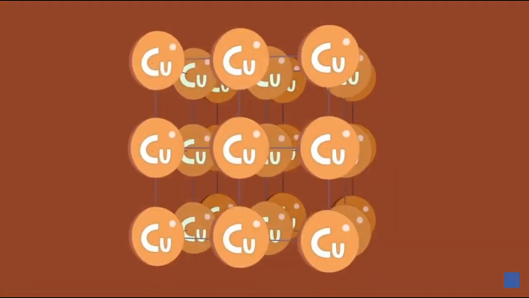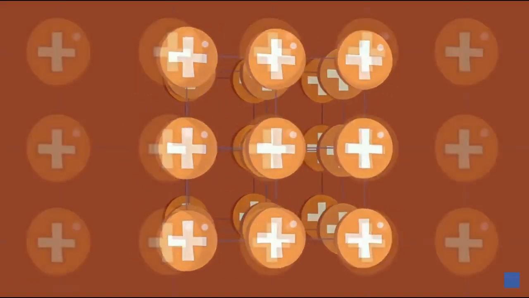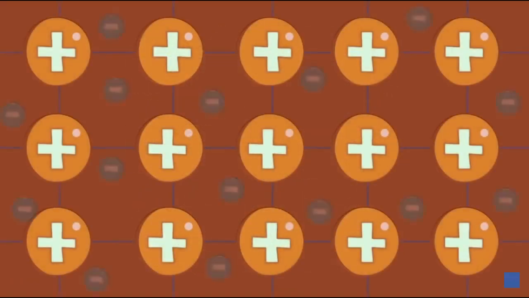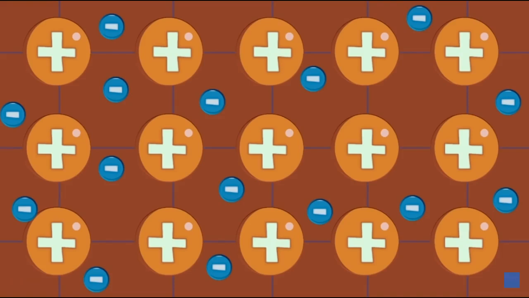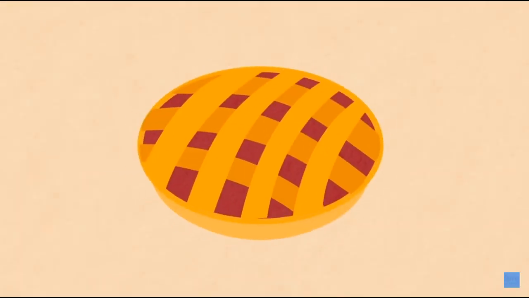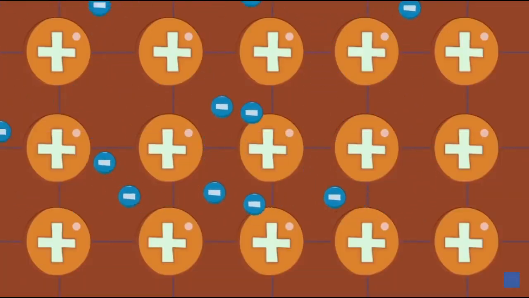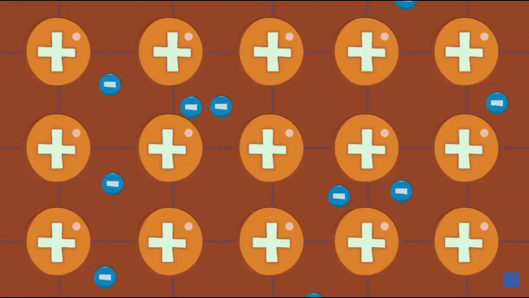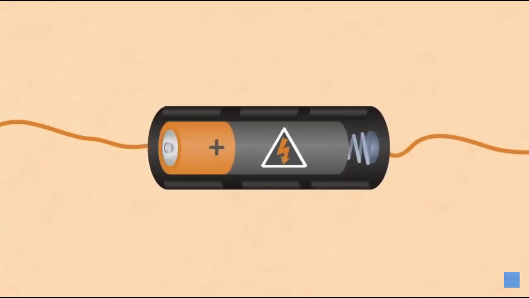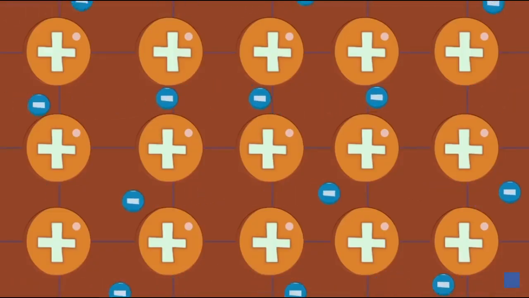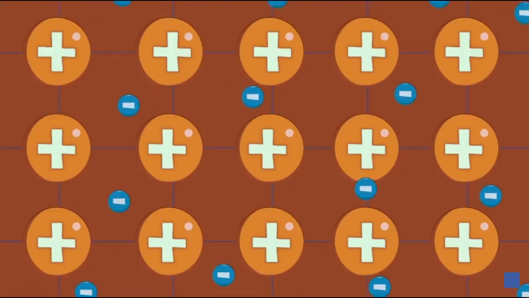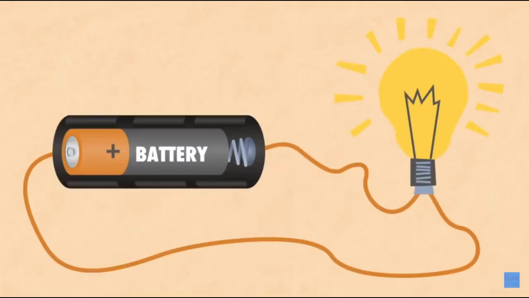If you look closely at the structure of copper, it has a positively charged lattice of metal atoms surrounded by loosely held valence electrons. This is a bit like the covering of a pie, except the lattice that's on the top would extend all the way through. The loosely held electrons are free to move randomly in a metal, but once a battery or source of voltage is applied, the electrons flow in one direction, generating an electric current in the metal.